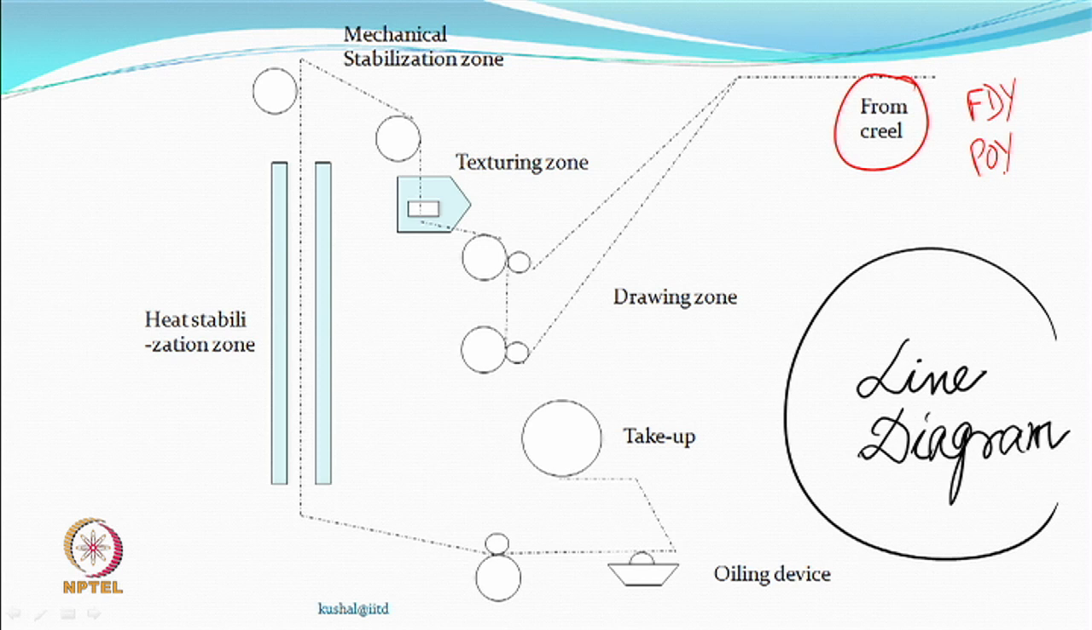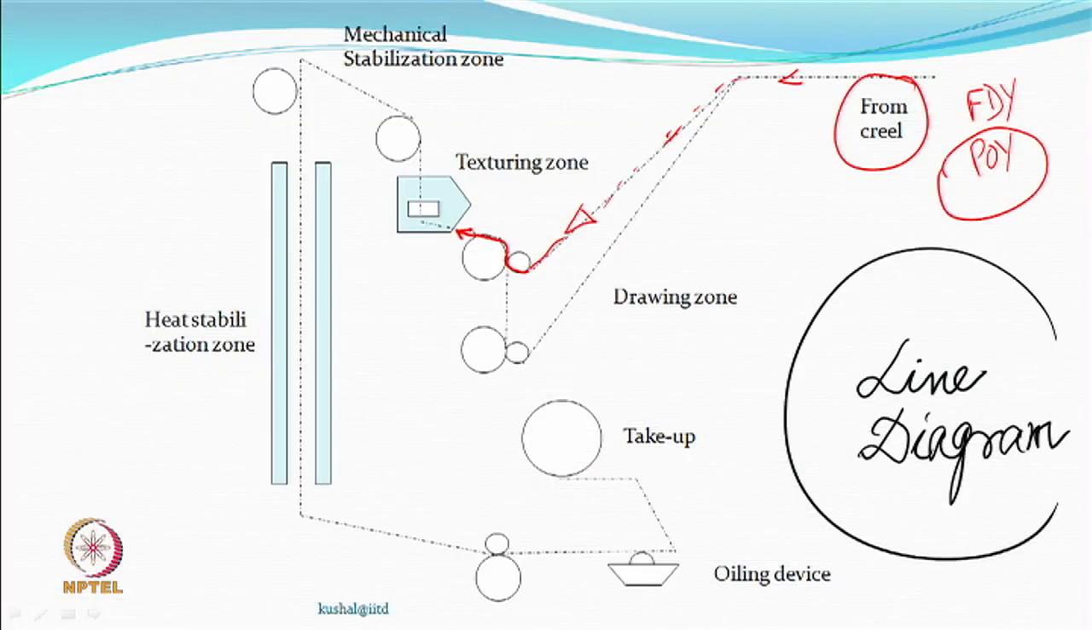For example, if it is a fully drawn yarn, it may take a path like this and go here, and then from here go to air texturing zone. All right. So, you have a fully drawn yarn which can move in this way. Because it has already been drawn, so it does not need any drawing.